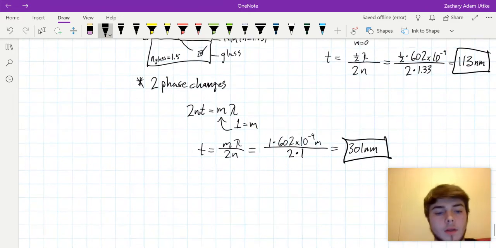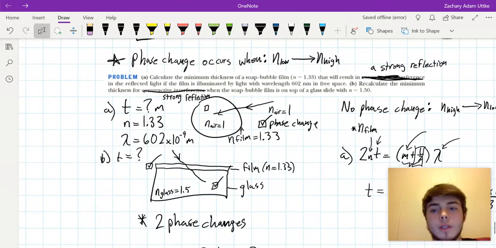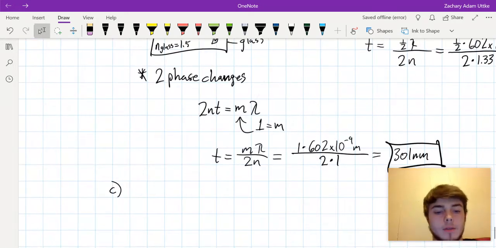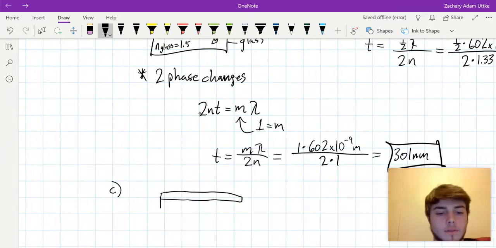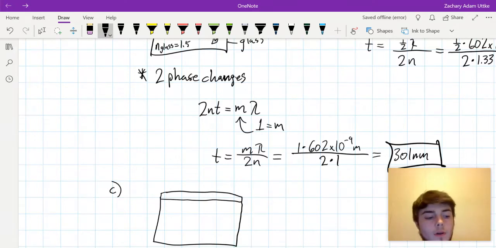Alright, so let's actually make another example. Let's make up part C. So let's look at a soap bubble film on top of glass again. This is our film on top of glass. And we're looking for no longer a bright reflection, but a minimal reflection.